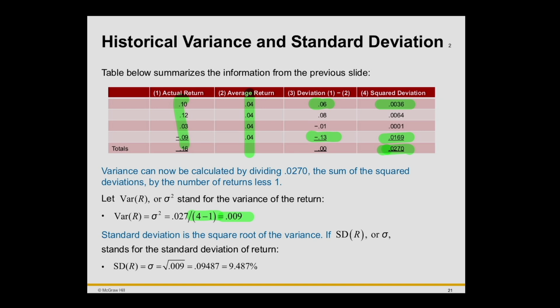So when we take the square root of 0.009, we get 0.09487, or in percent terms, 9.487%. Easy peasy. And that's why most of the time when we talk about dispersion, rather than talking about variance, we're typically talking about standard deviation.